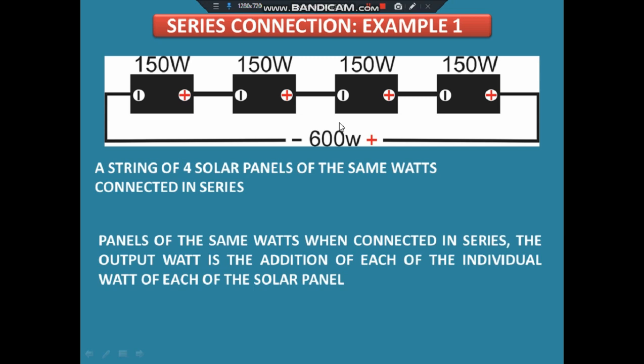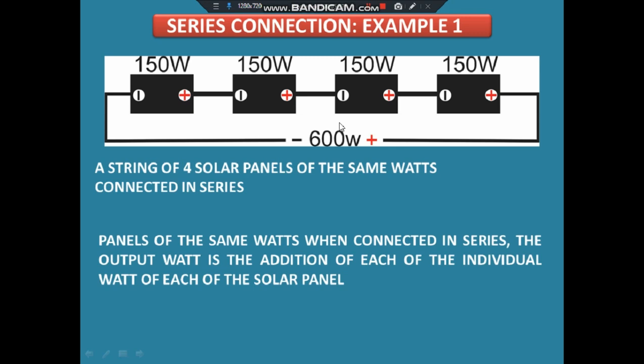When panels are of the same watts, we will talk about connecting solar panels of different watts, different voltages or different currents, as the case may be, when the panel parameters are not the same, and what would be the effect. What we advise is that it is not professional to connect solar panels of different ratings. If you want to connect, you always go for panels of the same ratings.